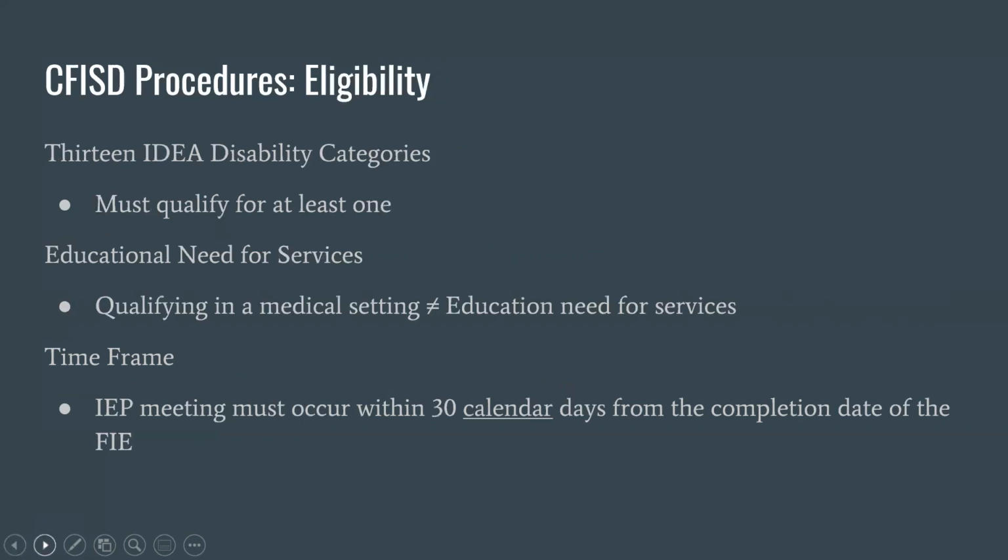Eligibility. We still have 13 IDEA disability categories, and a student must qualify for at least one of those. I'm going to read those one more time. Autism, deaf blindness, deaf or hard of hearing, emotional disturbance, intellectual disability, multiple disabilities, non-categorical early childhood, orthopedic impairment, other health impairment, speech impairment, specific learning disability, traumatic brain injury, and visual impairment.